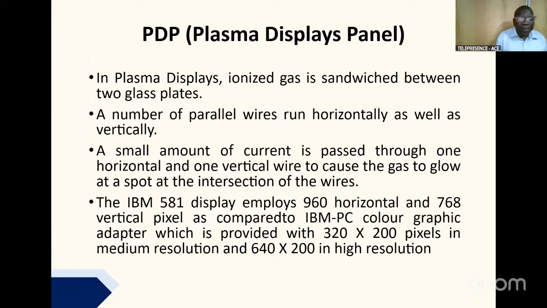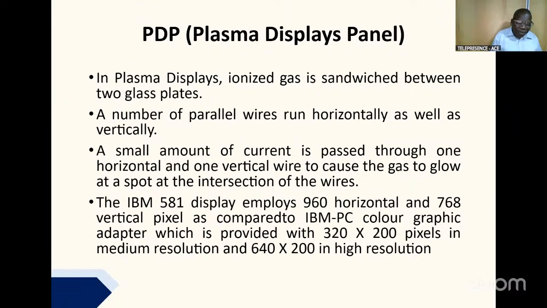We look at PDP, plasma display panel. In plasma display, ionized gas is sandwiched between two glass plates. A number of parallel wires run horizontally as well as vertically. A small amount of current is passed through one horizontal and one vertical wire to cause the gas to glow at a spot at the intersection of the wires.